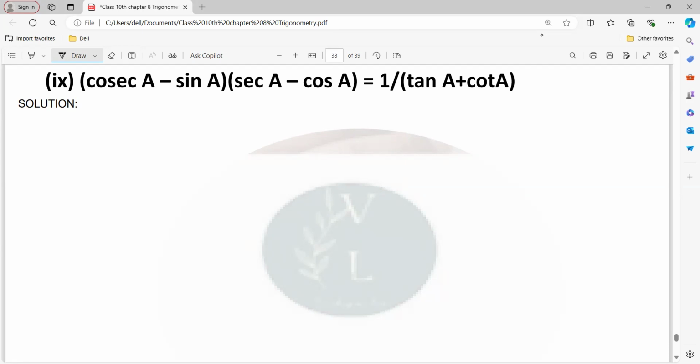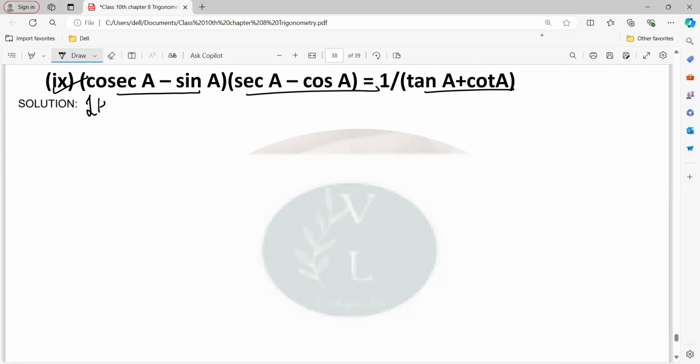In the last session, we started exercise 8.3, and we have already completed till question number 4, part 8. Right now, we are going to start part 9 of question number 4. So let's start. Herein we need to prove that (cosecant A minus sin A) into (secant A minus cos A) is equal to 1 upon (tan A plus cot A).